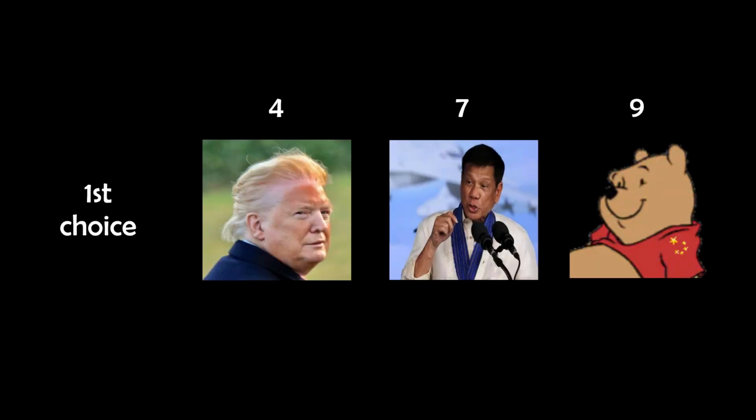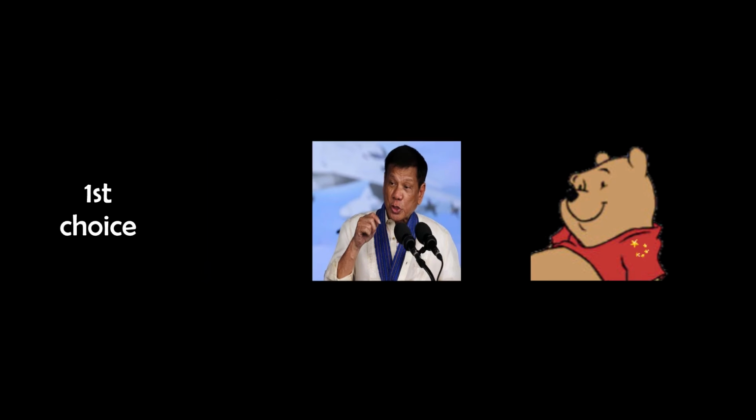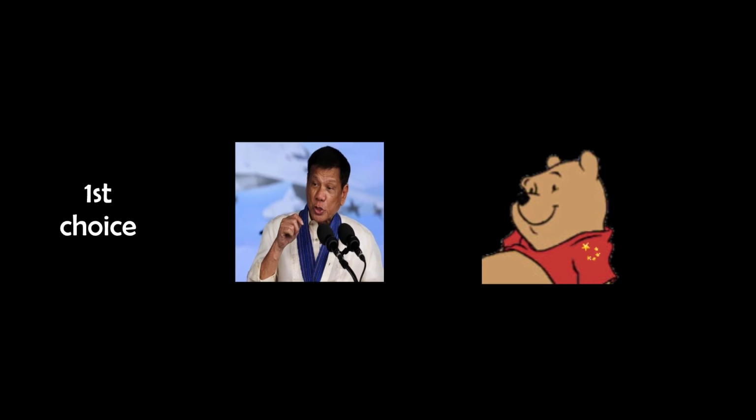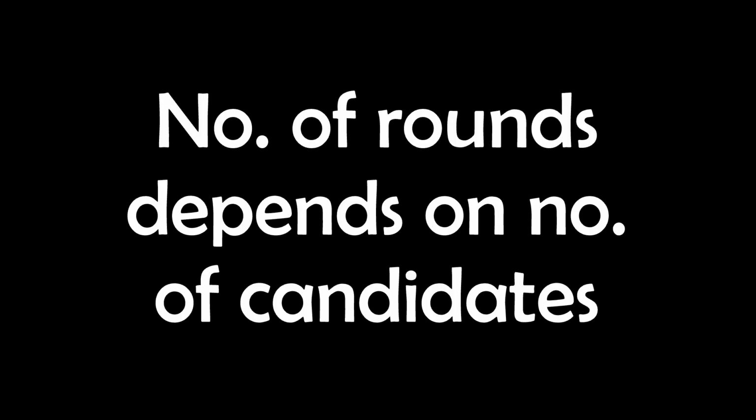Second to the last on our list is the Hare system. In this method, we eliminate the candidate with the least amount of first place votes. We can see here that Trump has the least amount of votes, so he gets eliminated. Time for round 2, and all the voters will have to vote once again. This time, Duterte has the fewest votes, so he's out of the election. This leaves us with Poo, our winner. The number of rounds in this method will depend on the number of candidates.